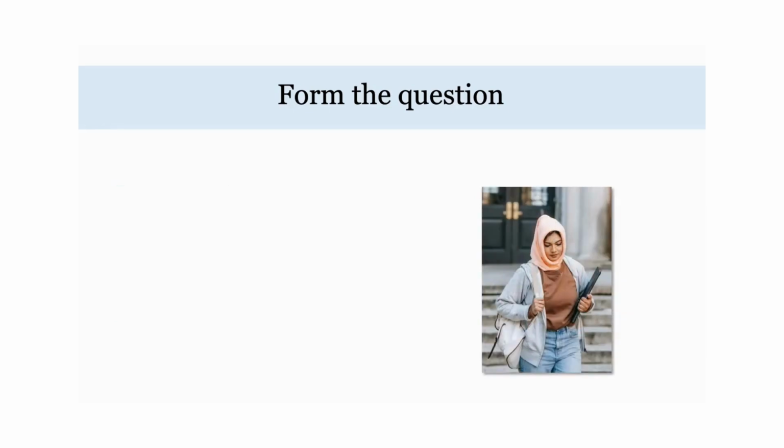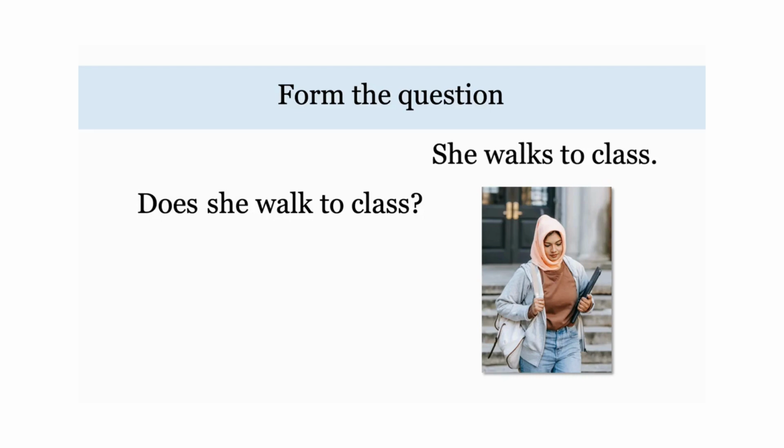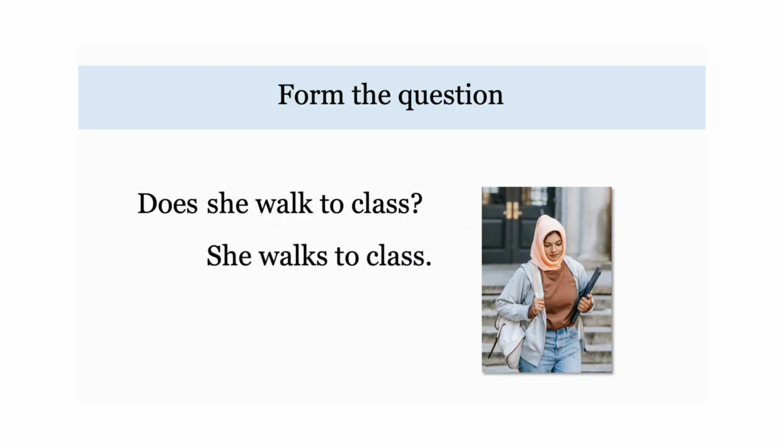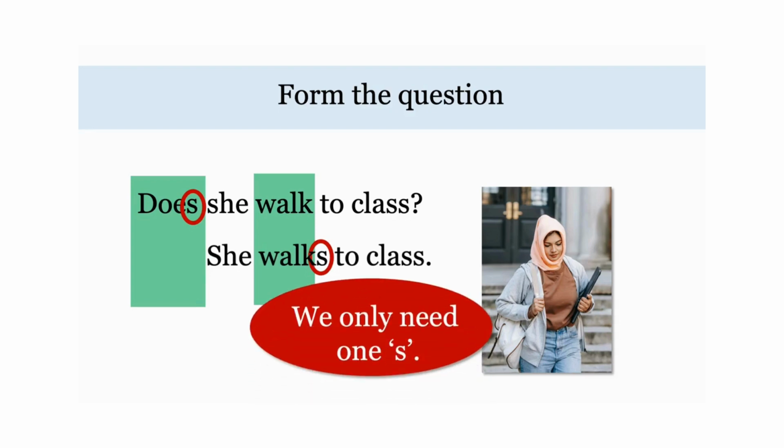Okay, one more. Form the question. This time the sentence is she walks to class. Okay, I see an S and a she. So what is our first word? Does. Does she walk to class? Okay, let's look. When we match up these sentences, we've got does and walk. Does she walk to class? And if we look through, you can see there's an S on does and the S on walks. We only need one S. So do not put an S on the walk in does she walk to class.